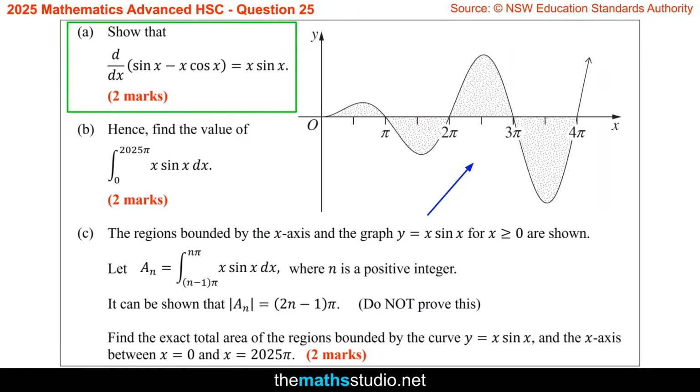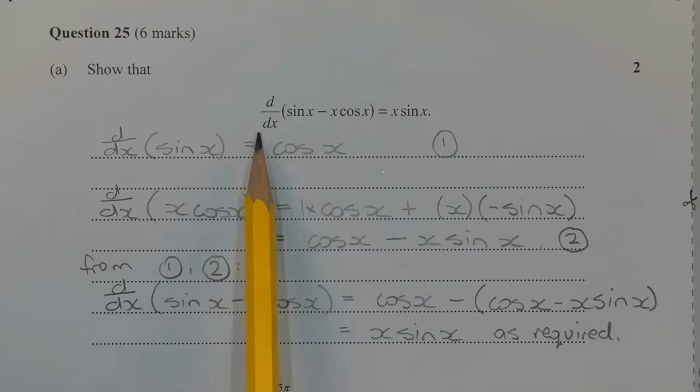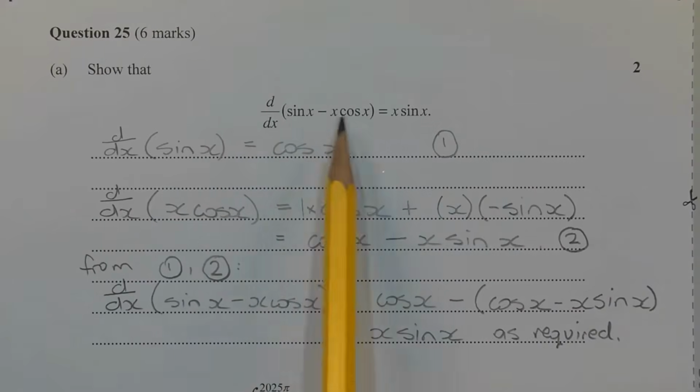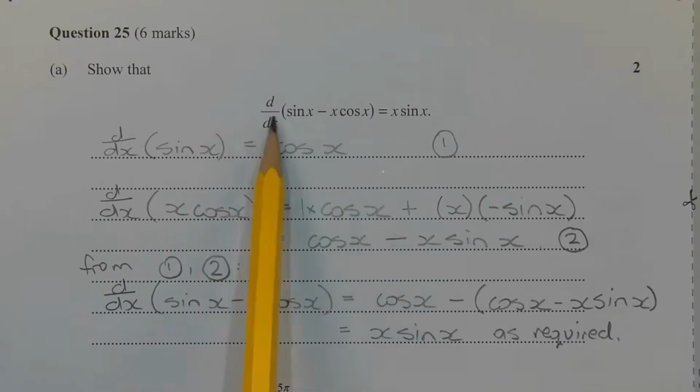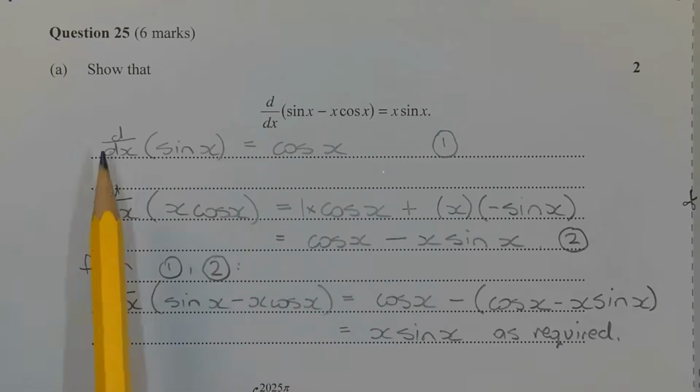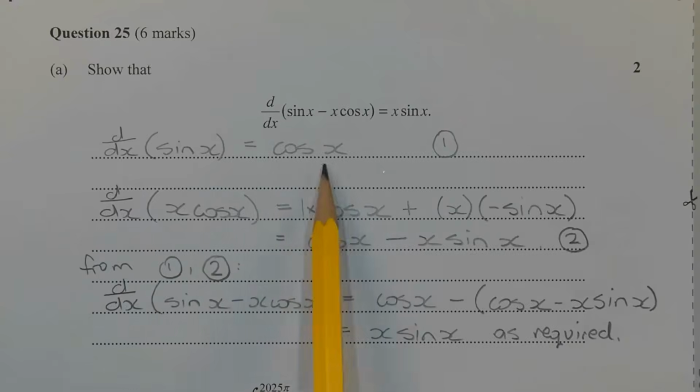Question 25, Part A. Show that d dx of sine x minus x cos x equals x sine x. Since we are finding the derivative of the difference between two terms, we can differentiate the individual terms and then subtract one derivative from the other. In other words, the derivative of the difference is equivalent to the difference of the derivatives. Let's consider the derivative of the first term, sine x. So d dx of sine x is equal to cos x, and we'll call this expression number 1.